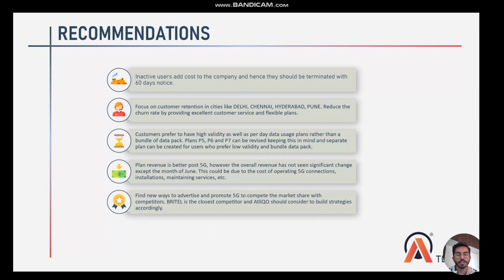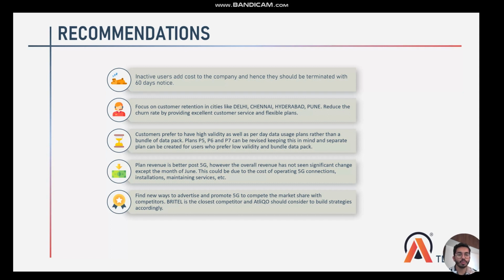Now, one recommendation would be to find new ways to advertise and promote 5G to compete in the market share with the competitors. Britel is the closest competitor, as we saw earlier in the charts, and Atlico should consider building strategies accordingly. In order to tackle this market, it's important that the company focuses on the right advertisement and focuses on reaching the right customers who are highly likely to join the organization as subscribers.